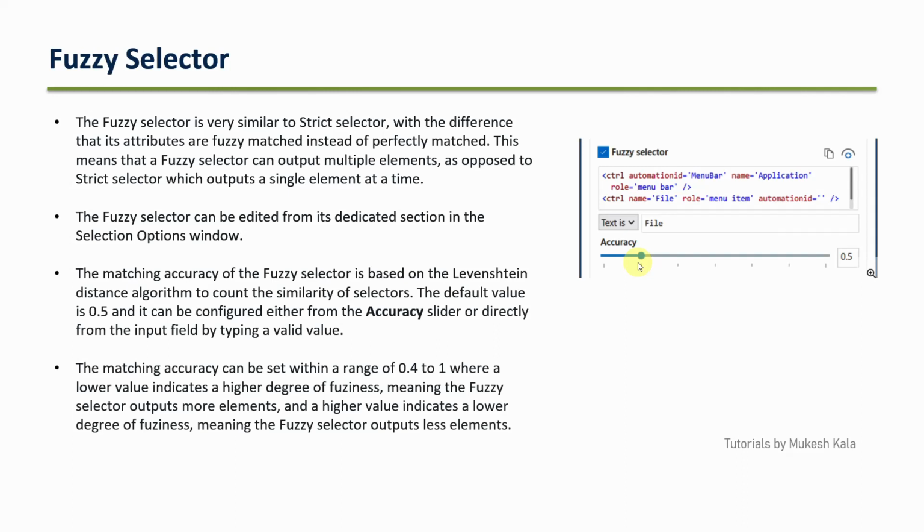The matching accuracy can be set between 0.4 and 1, where a lower value indicates a higher level of fuzziness, meaning the selector outputs more elements, whereas a higher value indicates a lower degree of fuzziness, right? So if I make it 1, it means I am looking for an exact 100% match. Okay, let's see in action where exactly this is applicable.